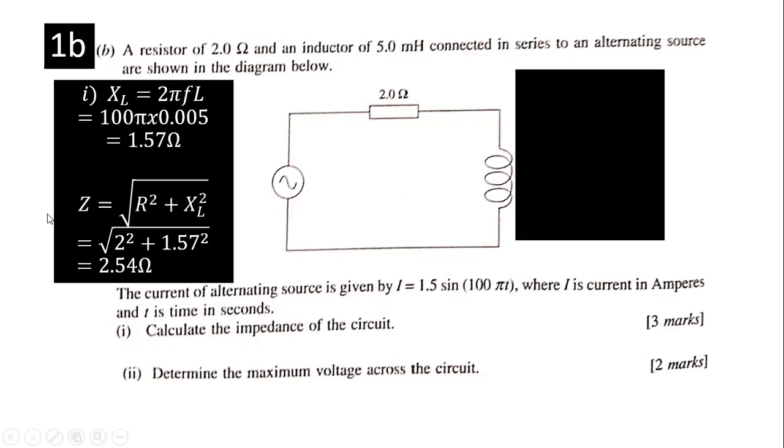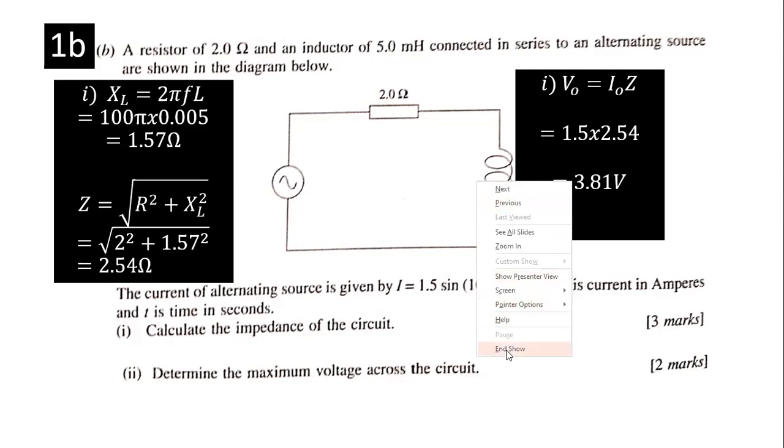Okay, you've got Z. Think of Z as your total resistance in the circuit. To find your maximum voltage, you have Z and your maximum current, so you can calculate your voltage as I naught times Z. I naught is 1.5, and Z is this one. Any comment? No, this is number 2, sorry, not number 1. Getting very careless.